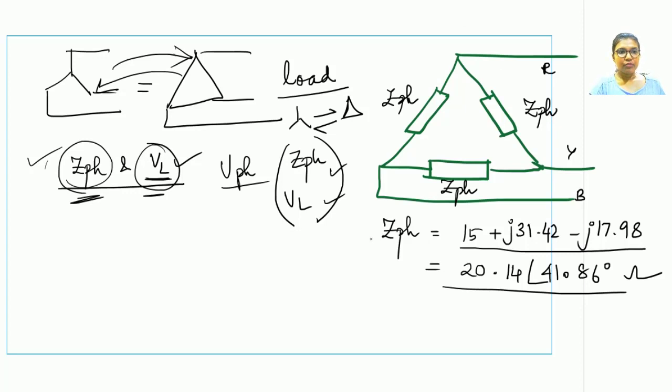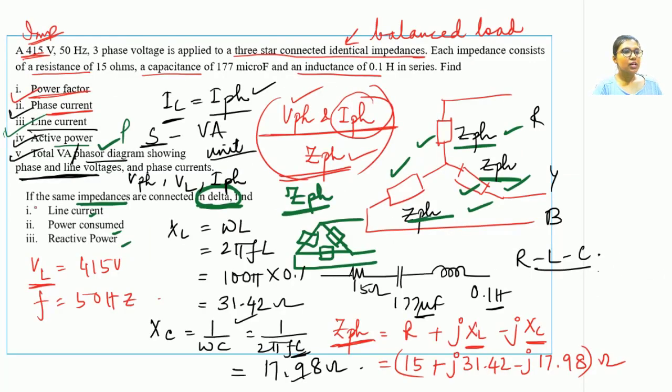So with this, the Z phase remains the same. Whatever was the value of Z phase that we had obtained for the star connection would remain the same for the delta as well. At the same time, the value of VL would remain the same, which has come out to be 415 volts. It was already mentioned or given to us in the question. So let us see what is the first bit. The first bit is asking us to find out the line current.